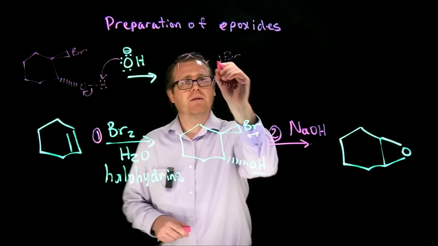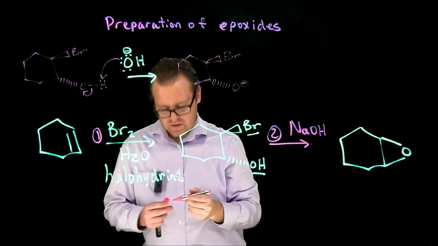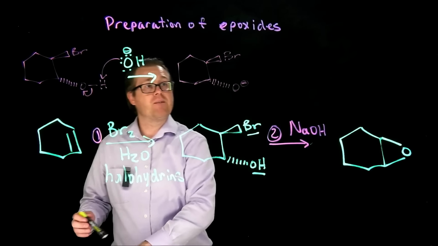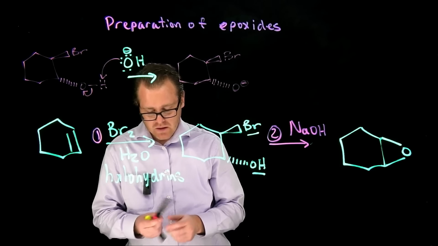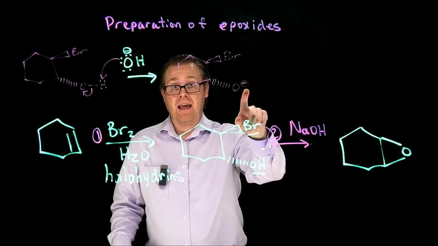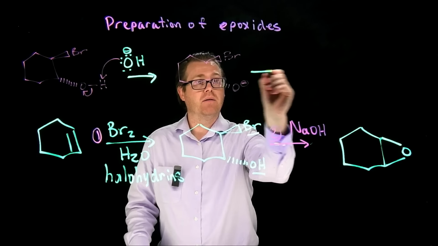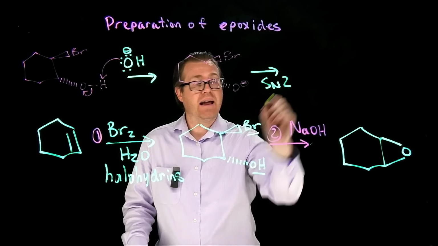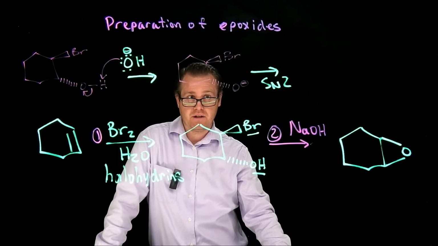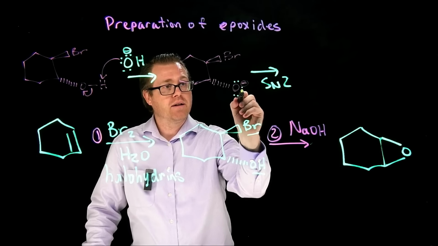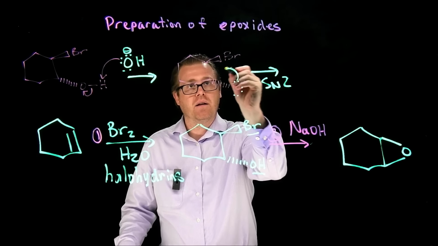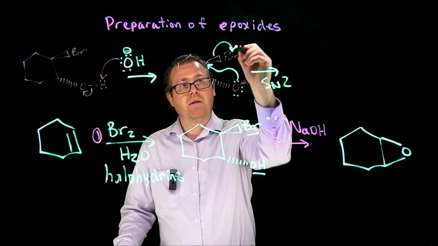Can't see that very well, can we? Let's get rid of that pen as well. So now this alkoxide can act as a nucleophile. And it's going to attack in an SN2 fashion, but an intramolecular SN2 fashion. So these lone pairs on this oxygen can attack, backside attack, kicking off the leaving group.